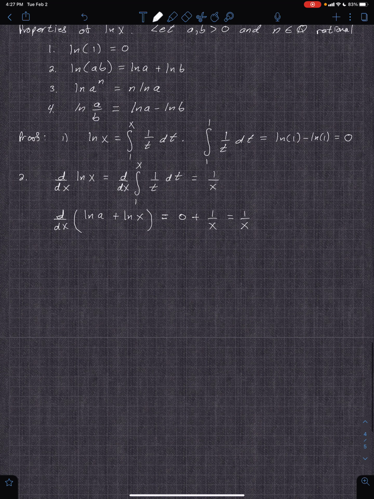So, therefore, ln Ax and ln A plus ln x differ only by a constant C. So ln Ax is equal to ln A plus ln x plus C.